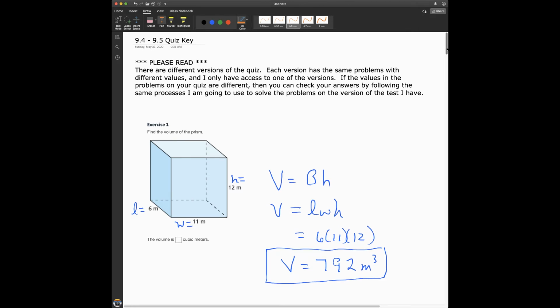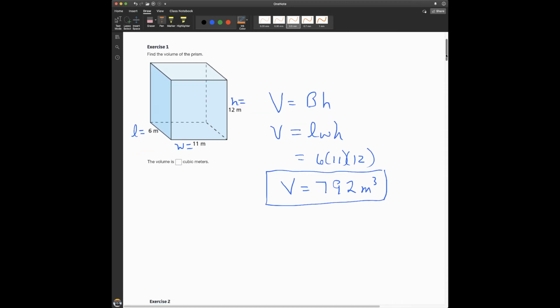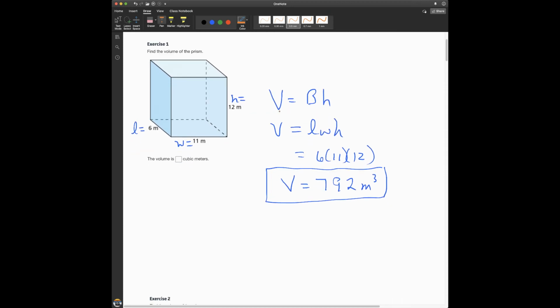All right, so for problem number one, find the volume of the prism. We have our formula, volume equals area of the base times the height, which translates really well for a rectangular prism. We can just use this formula, volume equals length times width times height. I plug in the numbers, and I get my answer, and I remember volume is always cubed.